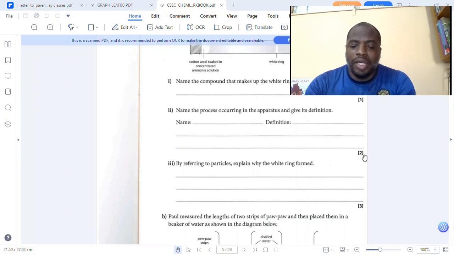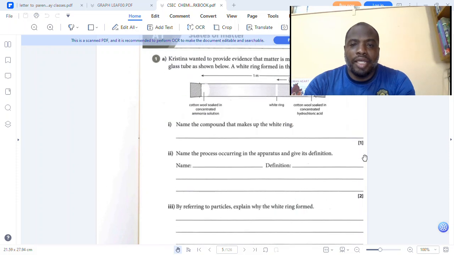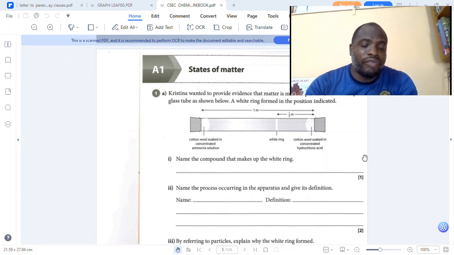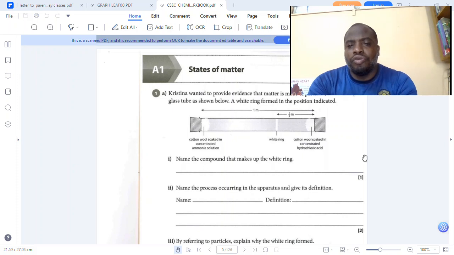Right? Now we can talk a little bit about it in terms of, sometimes teachers provide this as a lab, and you have to accurately draw where the white ring would have formed. And if you notice, the white ring is formed closer to the hydrochloric acid than to that of the ammonia. Now, this is due to the molecular mass, or the molar mass of these substances.